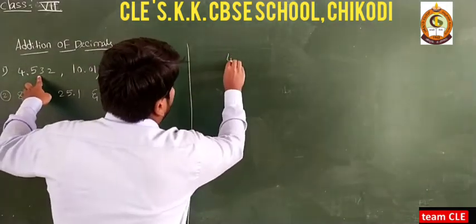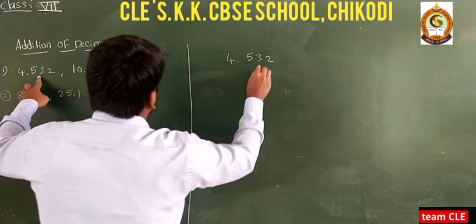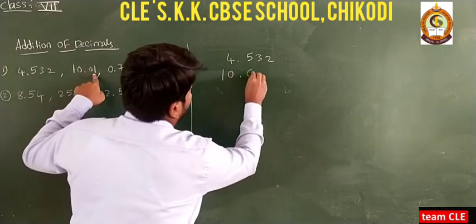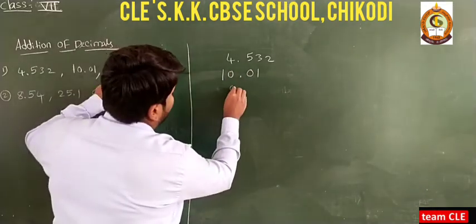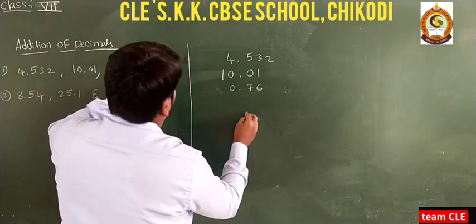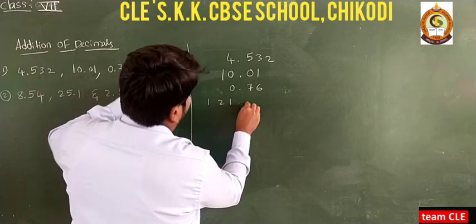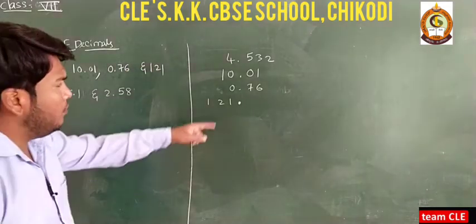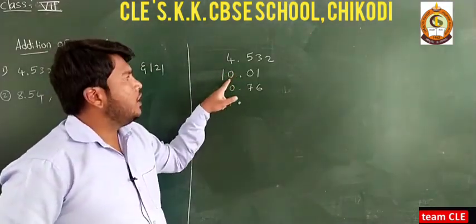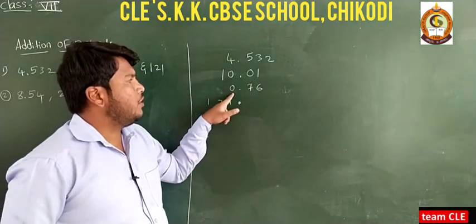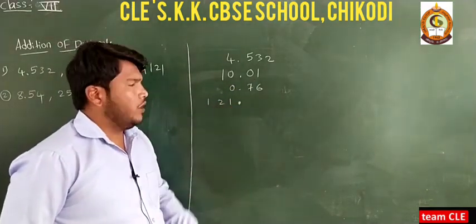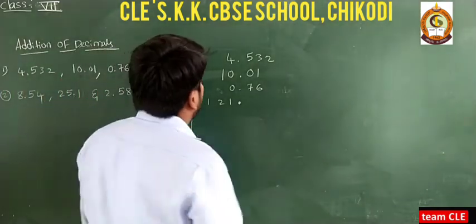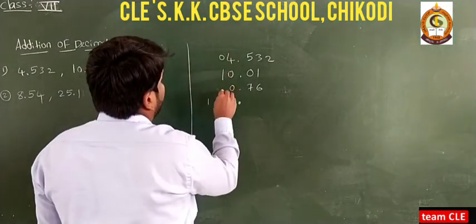The addition we need to do is 4.532, 10.01, 0.76 and 121. According to the question, first arrange them in a column. First number is 4.532, next is 10.01. After the decimal point you have to see how many digits there are. 121 is in the form of an unlike decimal, so first convert it into like decimals.